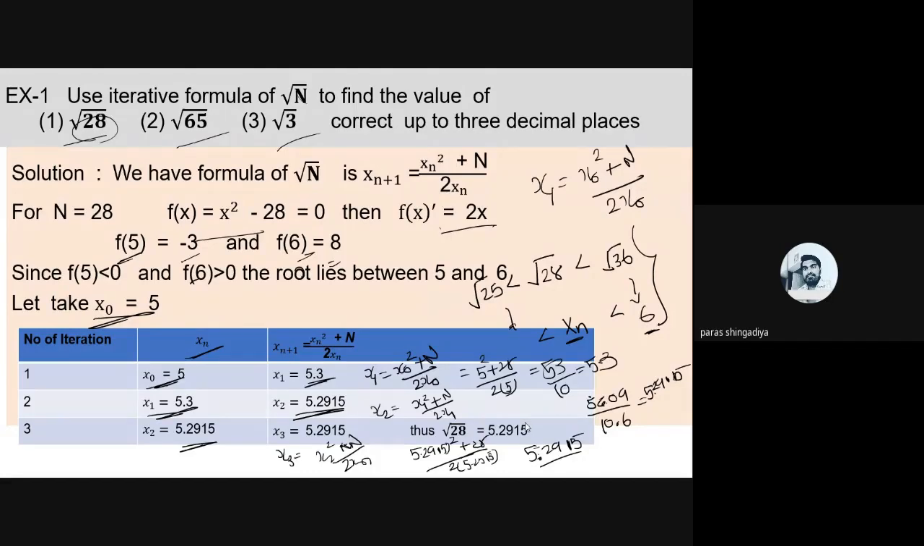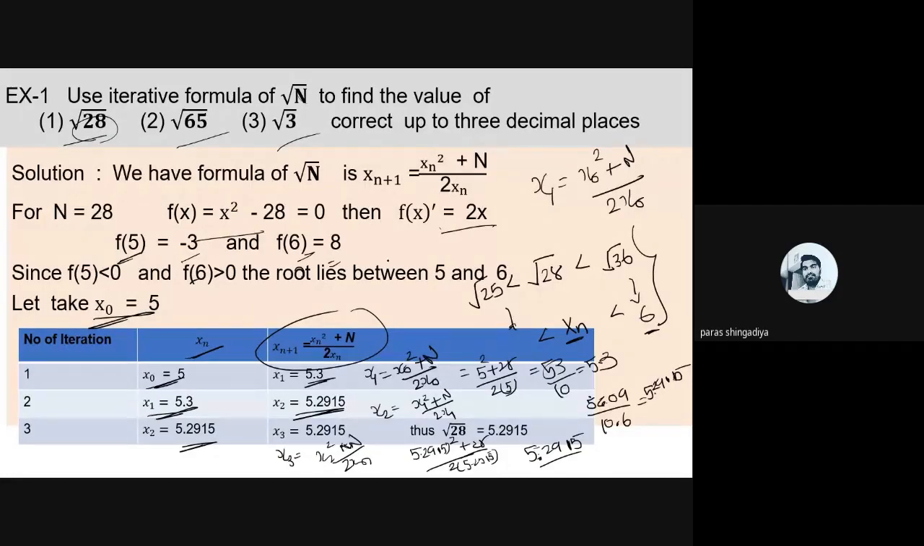And you can also verify this value on a calculator. Just find root 28, and you will get this answer 5.2915. Clear? So that's our correct answer by using the iterative formula. This is called the iterative formula to predict the answer of root 28. That is easy, we just need to predict the right x0.